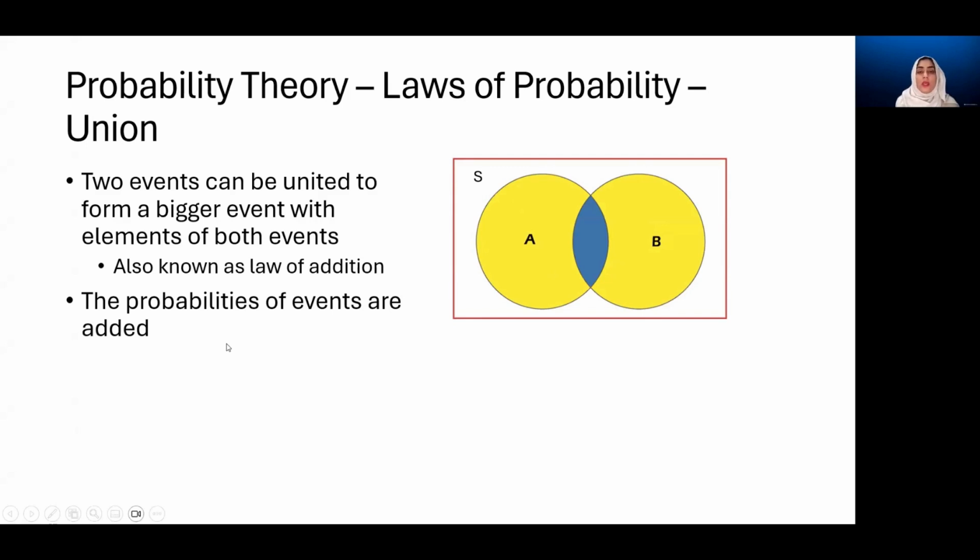This can be modeled using a Venn diagram as shown on the screen. So we have two events on this sample space S. Event A and event B have some overlapping area, which essentially means that there would be some simple events which are there in A and in B both.